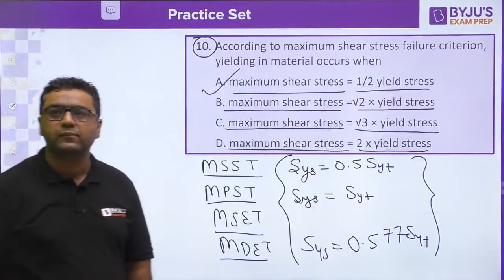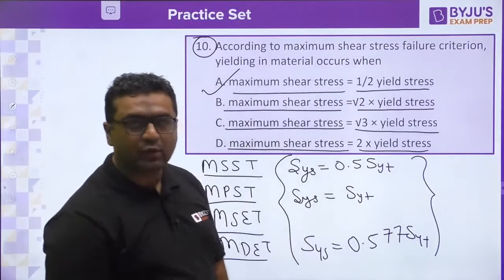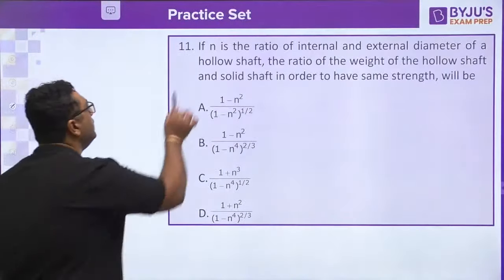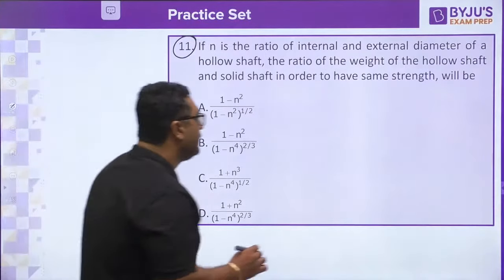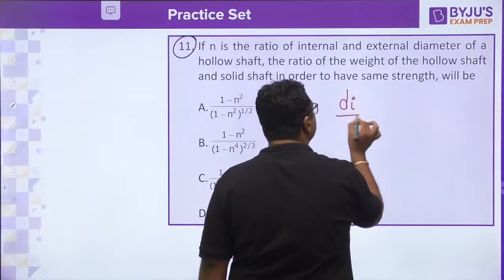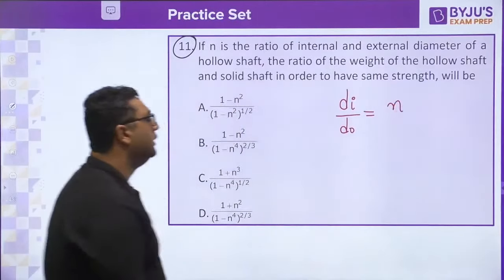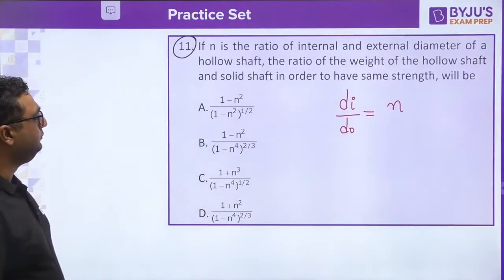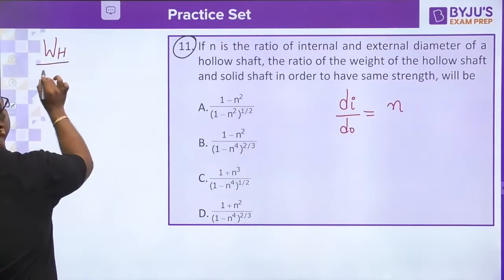Is it fine for everyone, guys? Are you getting it? Great. Now we are going to some very good question. Question number 11. If n is the ratio of internal and external diameter of the hollow shaft, you can say when di by do is going to be n, whatever we were assuming it to be k, it is n here. The ratio of the weight of hollow shaft to the weight of solid shaft.